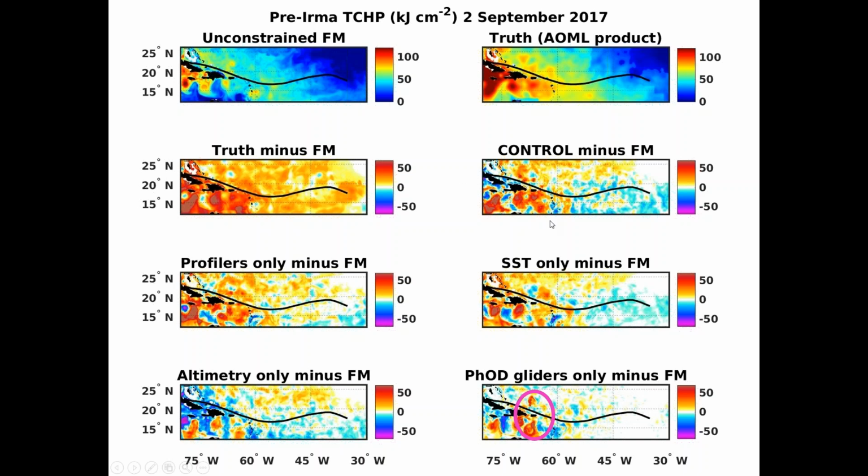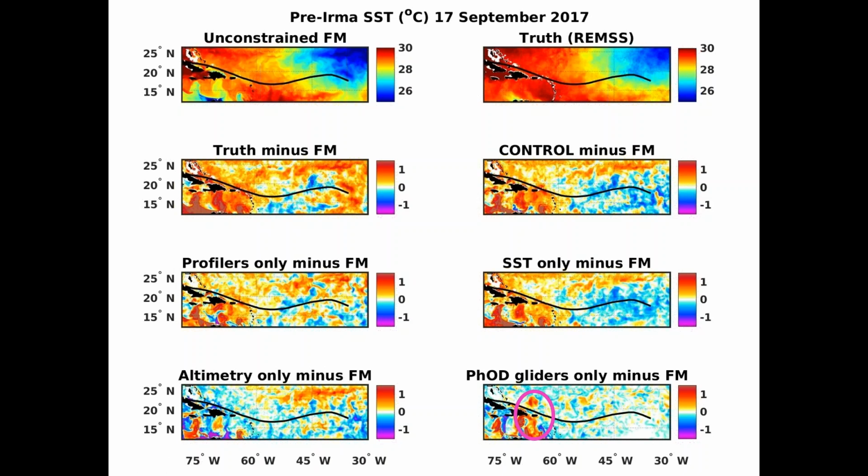One caveat here is that both the model and the product are analyses, and neither is perfect. So this is our closest representation of the truth that we have, and there's enough here to show that we're moving in the right direction by assimilating the different observing systems. Again, in the lower right, PHOD gliders, you see the regional correction prior to Irma. It's interesting that Irma's path went between the two subregions where the gliders corrected the ocean, making the ocean model warmer as it should be.